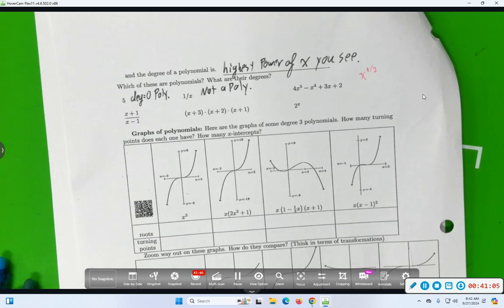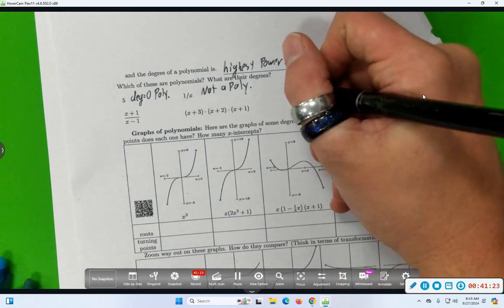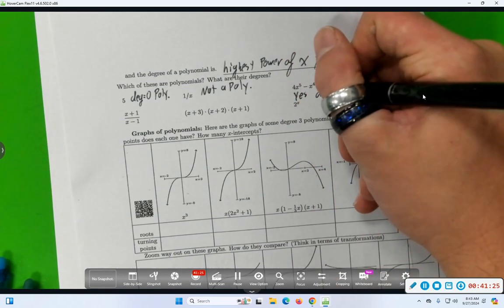Next one on the list. 4x to the 5th minus x to the 1, that one. Is that a polynomial? Folks want to say yes? Yeah, right, of course it is. It's literally a sum of powers of x. What's the degree? 5. Yes. Degree is 5.